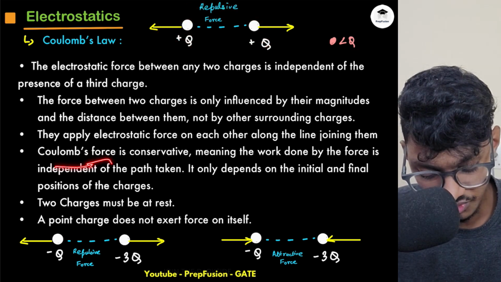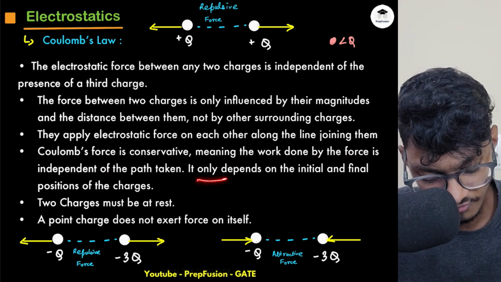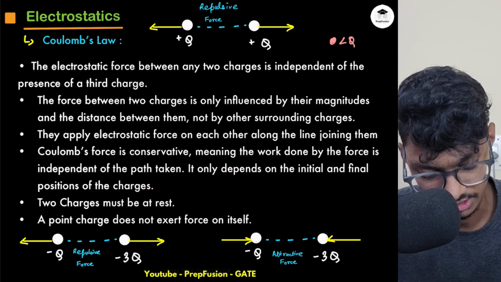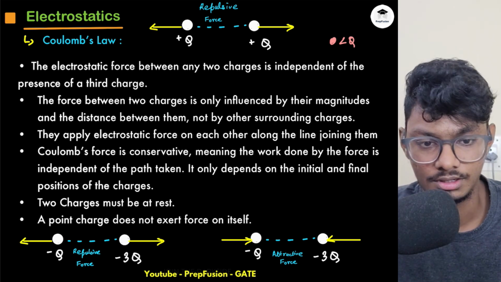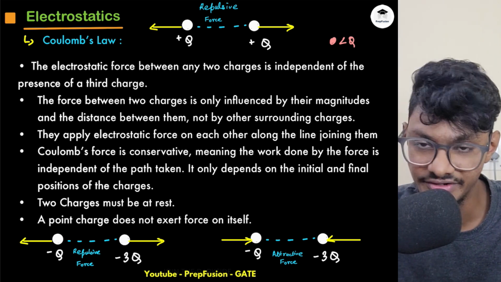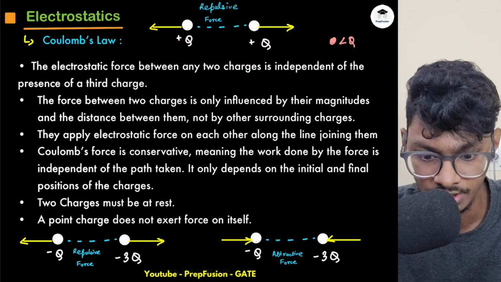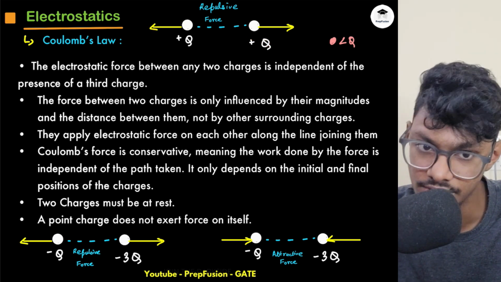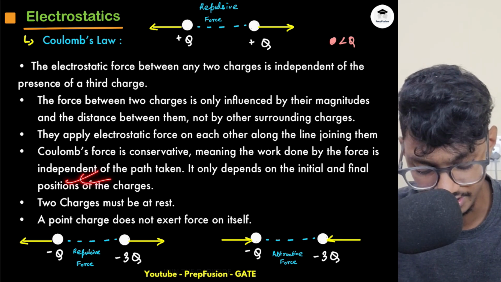Coulomb's force is conservative, meaning the work done by the force is independent of the path taken and depends only on the initial and final positions of the charges. So basically the work done due to Coulomb's law will be conservative in nature. Why? Because if you observe the overall force in this system, it is actually 0: this charge is giving this force here, and this charge is giving this force in this direction. So overall the work done is conservative, and it only depends on the final and initial positions.